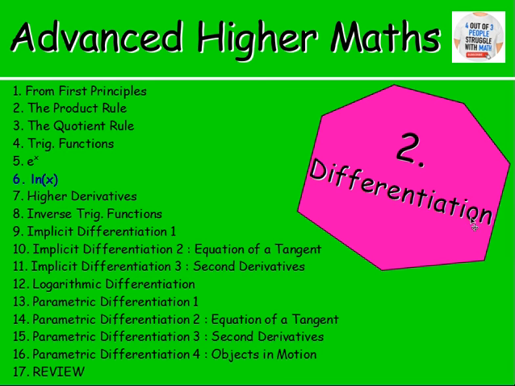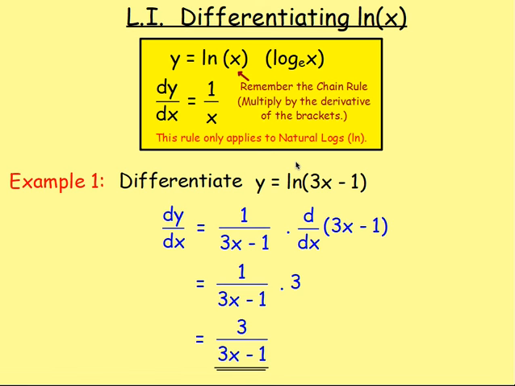From there, we looked at differentiating our natural logarithm, ln x, and to do that, if you differentiate ln something, it just goes to 1 over the something. So ln x goes to 1 over x. But once again, you need the chain rule. You have to multiply by the derivative of what is in the brackets.